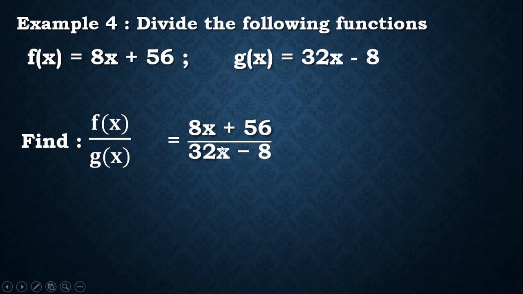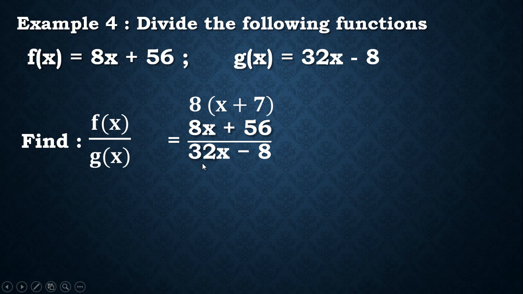And then we have to get the greatest common factor of both numerator and denominator. For the numerator, the greatest common factor is 8. Both numbers can be divided by 8. So for us to check, let us multiply 8 times x, that is 8x. 8 times positive 7, that is plus 56. So we have the greatest common factor, which is 8.